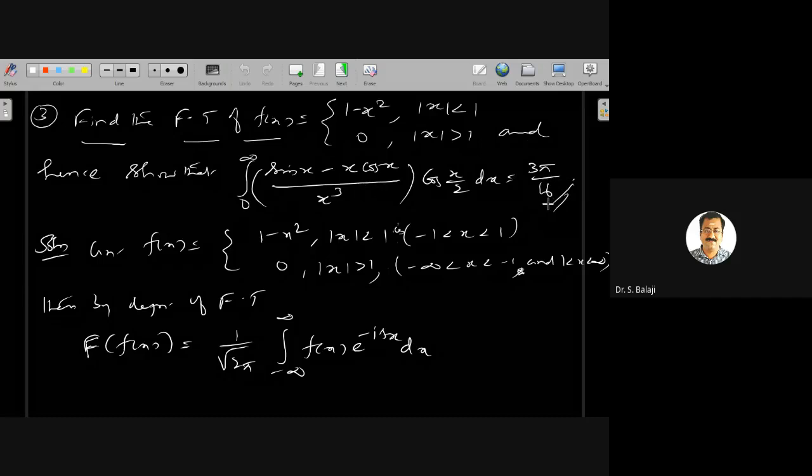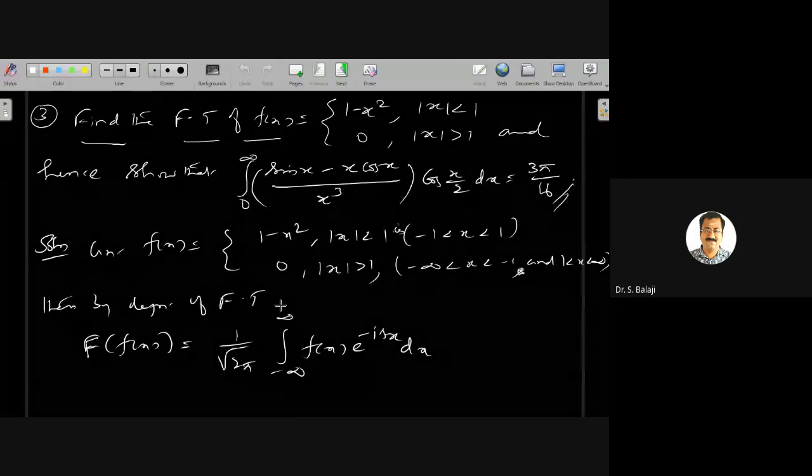Yes, first, in the solution, write the function f of x here. Given f of x equal to 1 minus x square for mod x less than 1, or minus 1 less than x less than 1. Mod x less than 1 means minus 1 less than x less than 1. Mod x greater than 1 means 0. Mod x greater than 1 means 1 to infinity, and because of the modulus symbol, also minus infinity less than x less than minus 1. Both are possible.